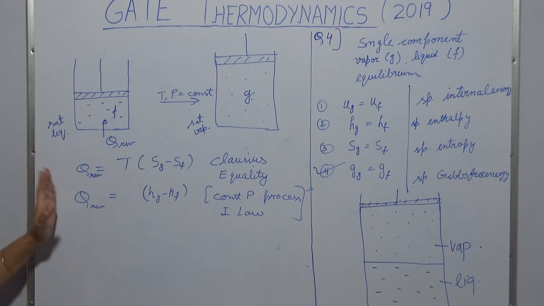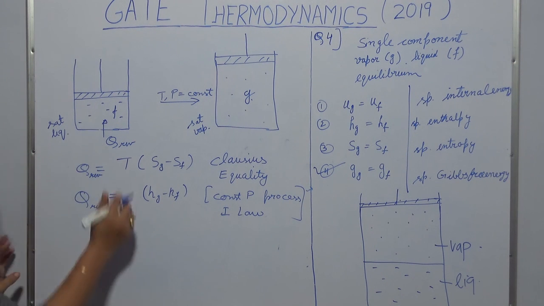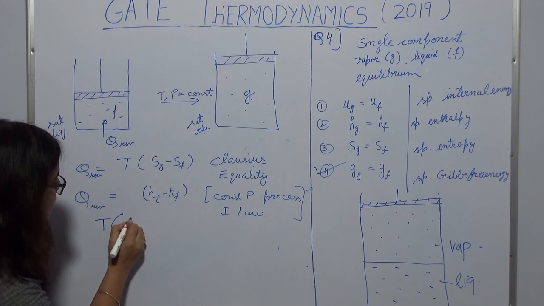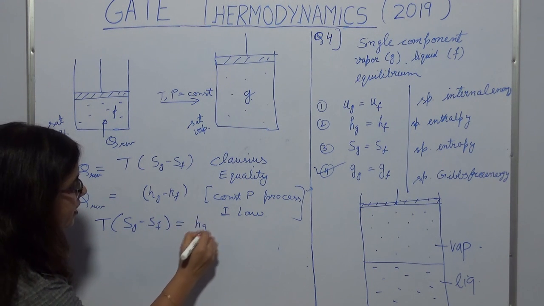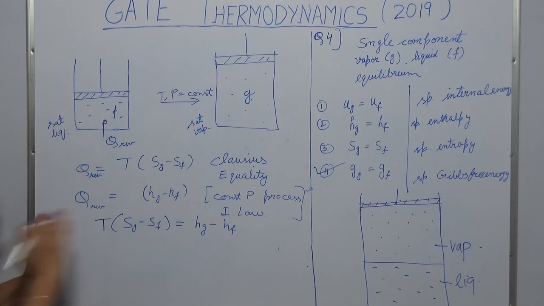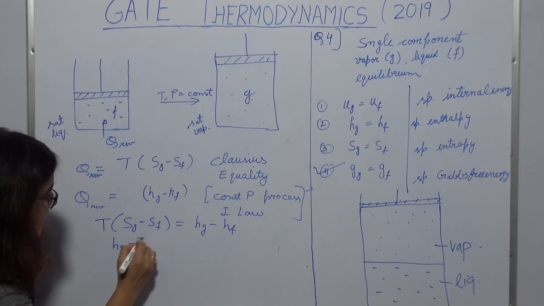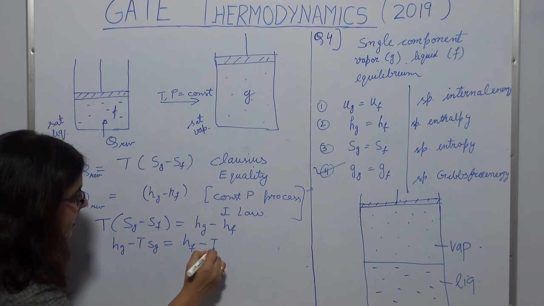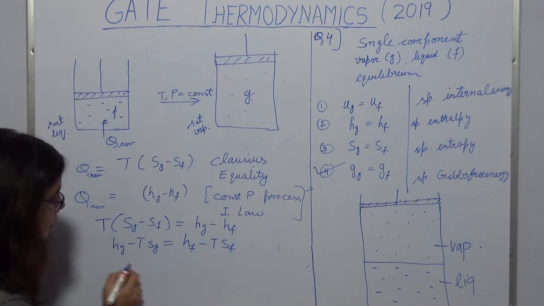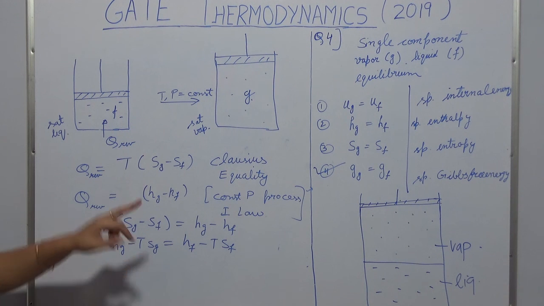Since the heat supplied is the same, I can equate these two. So I can write T times (Sg minus Sf) is equal to Hg minus Hf. Or if I rearrange this equation, what I get is that Hg minus T Sg is equal to Hf minus T Sf. Or you know that H minus TS is nothing but your G.